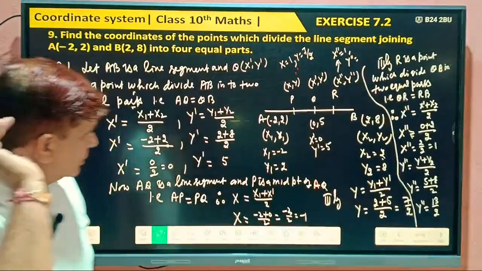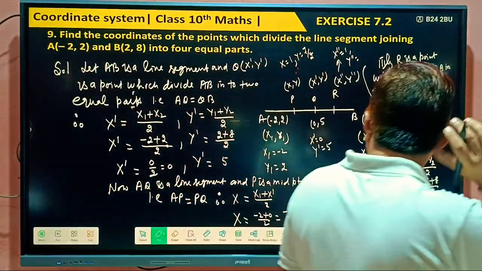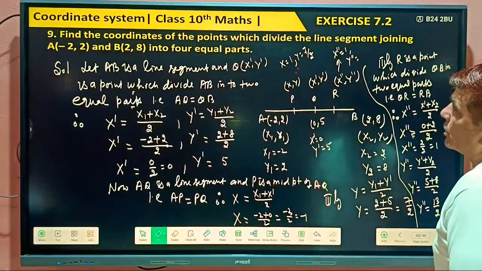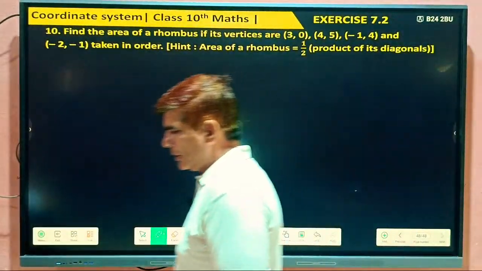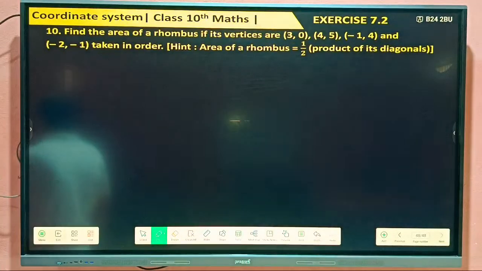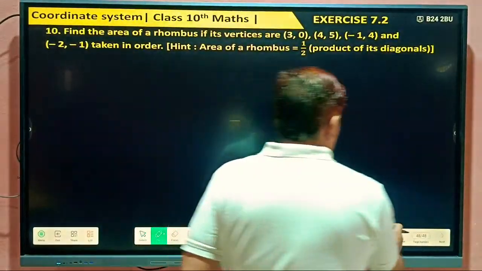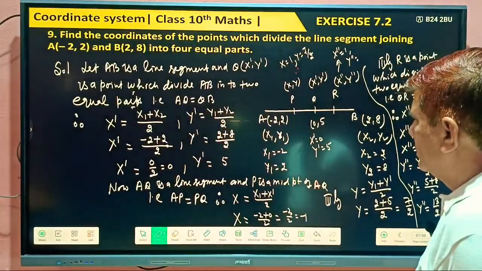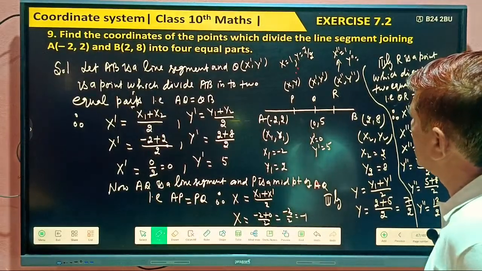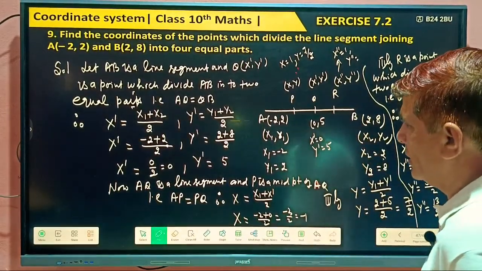Got it or not? So now, which question? The last question of this exercise. Which exercise? 7.2. So what's coming here? First coordinate, what is this? Minus 1 is coming according to that. Here is some problem.